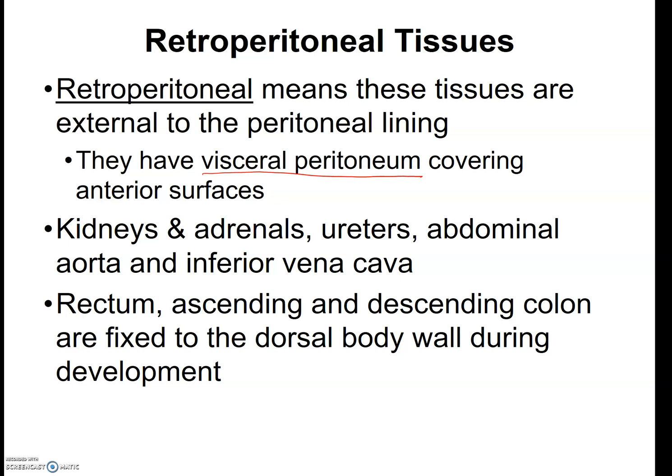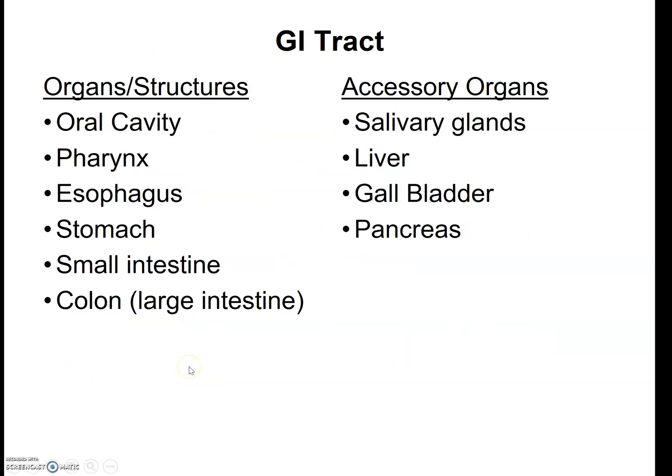Kidneys, adrenals, ureters, abdominal aorta, and inferior vena cava are all covered by the retroperitoneal tissues. The rectum, ascending colon, and descending colon are all held or fixed onto the dorsal part of the body wall, which is posterior. Remember, dorsal and posterior are the same during development. So all these portions become a part of the backside, the posterior aspect of the abdominal cavity, during development.